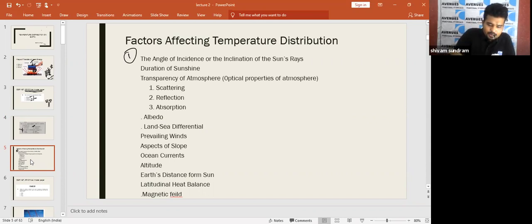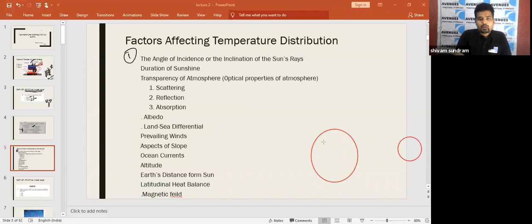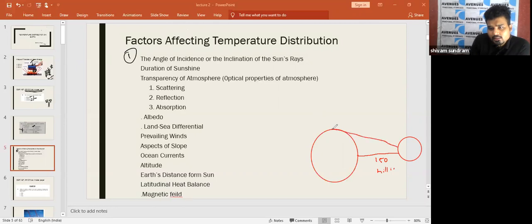So suppose this is the Earth, and here we have, say, the sun. Now see, the distance between this equatorial region and the sun is 150 million kilometers, while this point is at the hypotenuse, right? So this point should be at a longer distance. These polar regions are at a long distance from the sun.